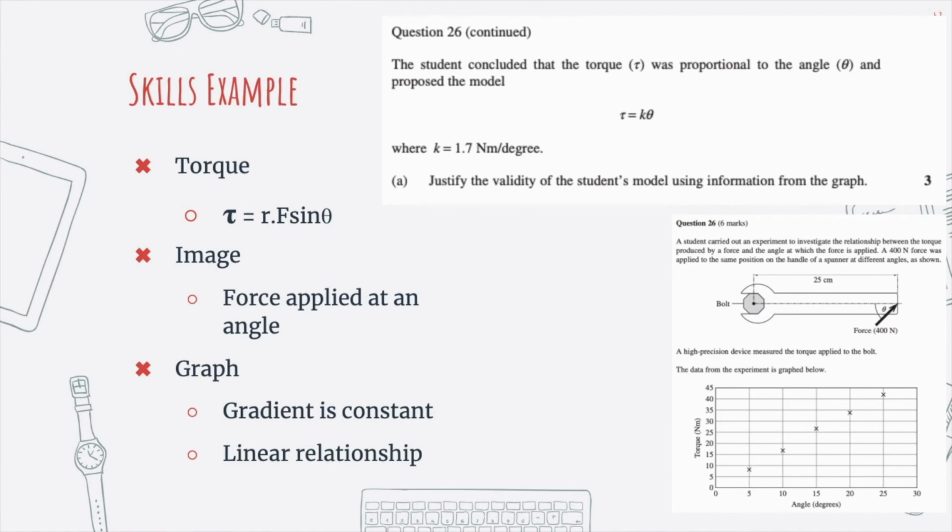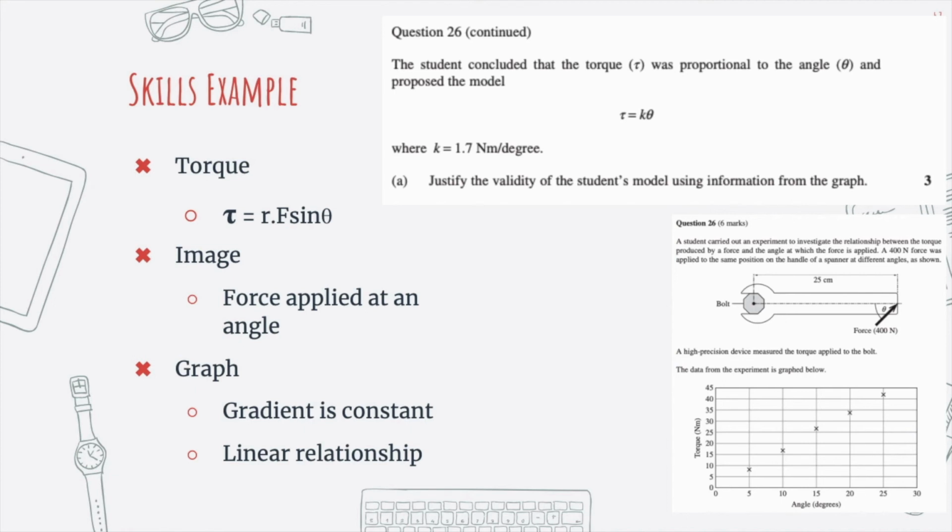The first question asks us to justify the validity of the student's model using the information from the graph. So there is some data interpretation that is already being asked of me, one of the working scientifically outcomes, and I'm going to need to report on this by justifying the validity of the student's model. Now, this model is that torque is equal to a constant value multiplied by theta, where that constant value is 1.7 Newton meters per degree. So let's have a look at the graph.